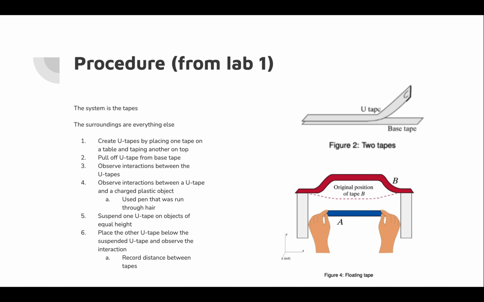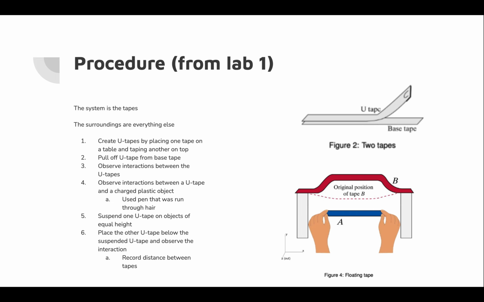The procedure for this experiment is to: 1. Create U-tapes by placing one tape on a table and taping the other on top, and you would repeat this another time. You pull off the U-tape from the base tape, and then you observe the interactions between the two U-tapes. Then you would observe the interactions between the U-tape and a charged plastic object. We used a pen. Then finally, you would suspend one tape on an object of equal height and then place the other U-tape below the suspended U-tape and observe the interactions, and you would also record the distance between the tapes.